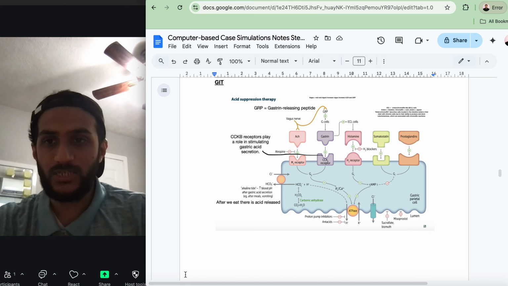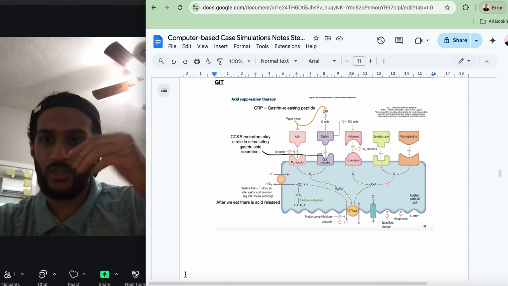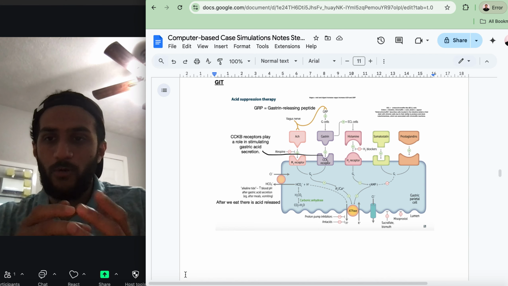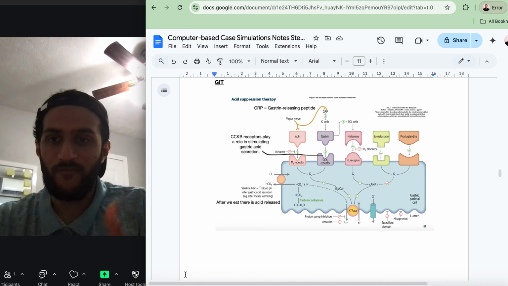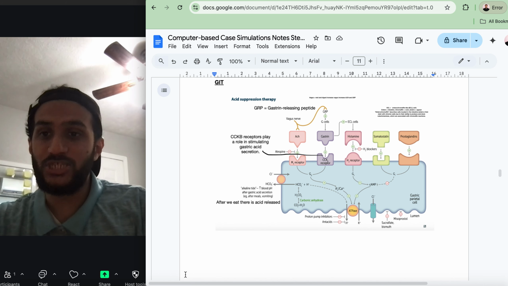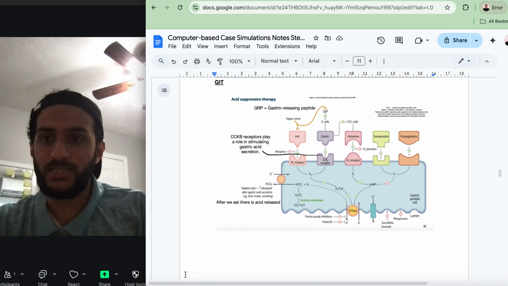Then we have the histamine. Of course, gastrin can also affect your enterochromaffin-like cells, because entero just means small intestine and chromaffin means like iron, and that would then stimulate your hydrogen ions as well. So that's Gs. Okay, Gs is going to be there.